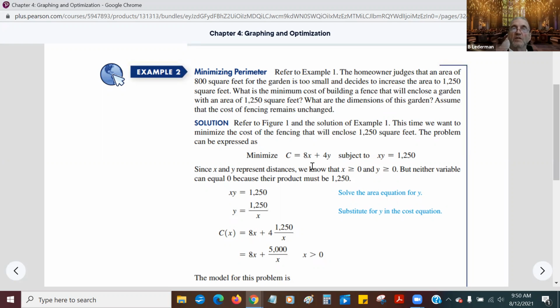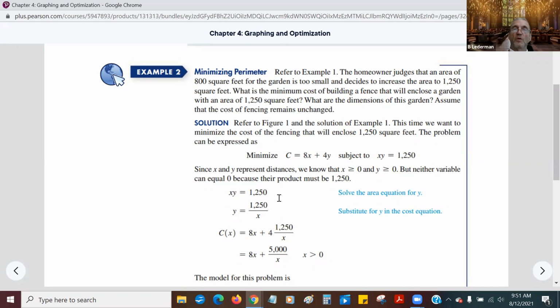Well, we know that the cost is 8x plus 4y. We're using the same diagrams that we had on the previous example. And now this is subject to. Subject to means this is a fixed thing. xy must equal 1250. That's a must. And this is the part that's more variable, because I can still move x and y. As long as xy is 1250, I can look at all different possible combinations, but I want to get the minimal cost. I want the cost to be the least.